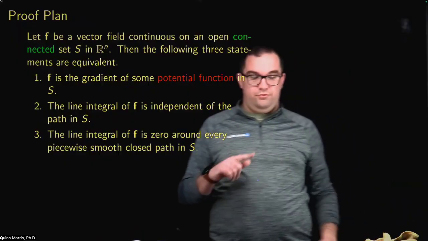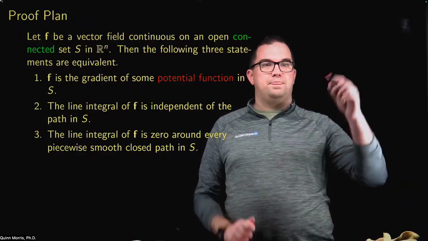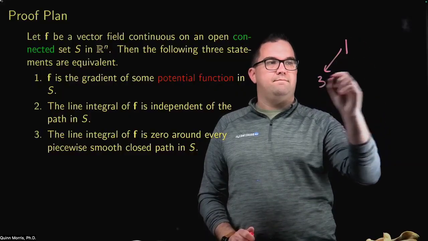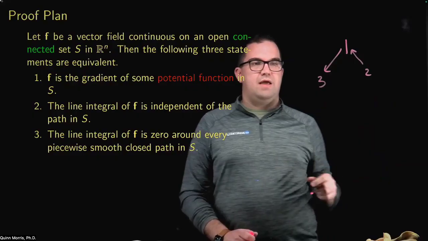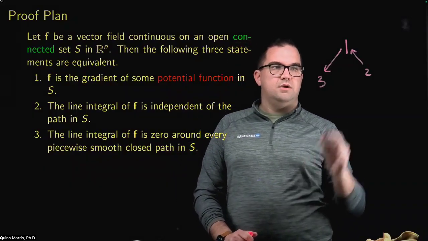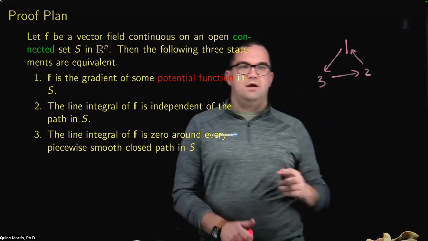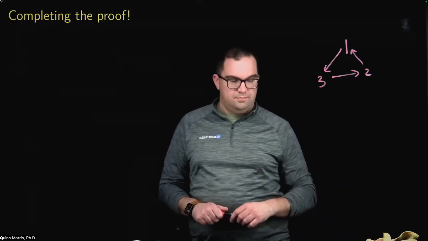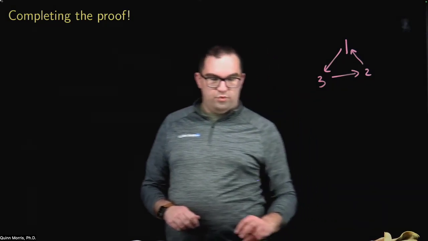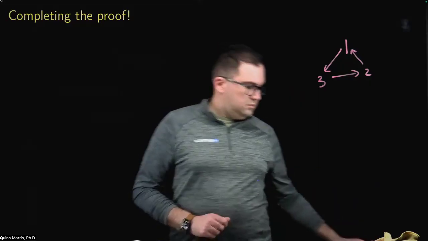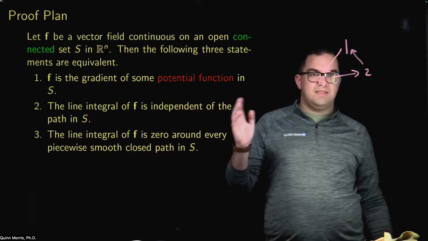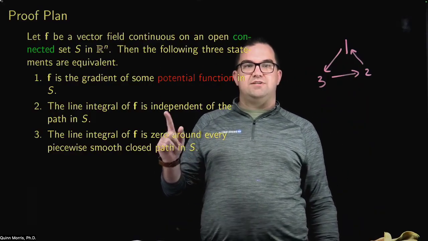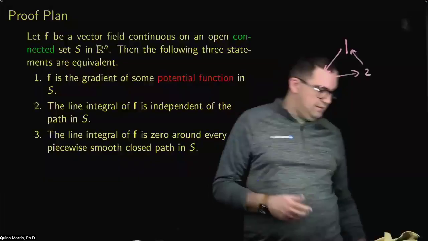So to complete the proof, where are we at? We first showed that 1 implies 3. We've now shown that 2 implies 1, so I better show that 3 implies 2. So what's the plan there to complete the proof? If I want to show that 3 implies 2, just to back up for a second, I get to assume that the line integral of f is 0 around every closed path. I need to use that to show that the line integral of f is independent of path.